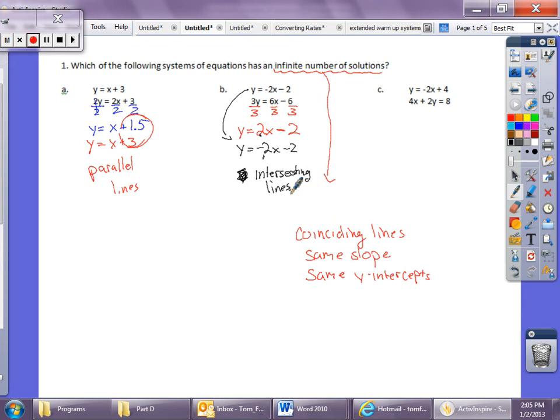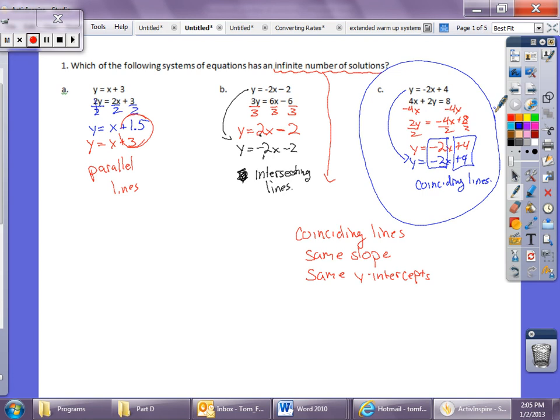And then when we look at the last one, we have to solve this for y, write it in slope-intercept form. So we subtract the 4x, and then we're going to divide by 2. So we get y equals negative 2x plus 4. And if we notice, we bring this one down, it's also y equals negative 2x plus 4. These have the same slopes and the same y-intercepts. So these are the coinciding lines, which have the infinite number of solutions. So our answer is C.